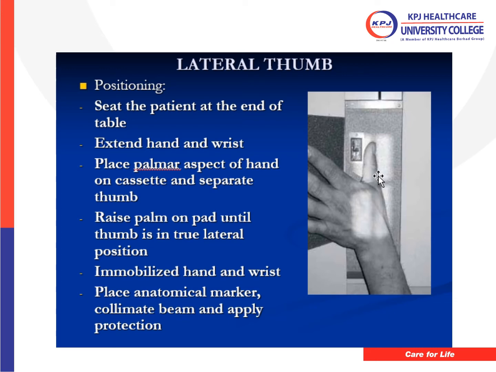Extend the patient hand and wrist. How high do you have to extend to ensure there is no overlapping of the region of interest? Wrist palm on the pad until thumb is in true lateral, immobilize as well. Put on the anatomical marker. If possible, this anatomical marker should be a bit higher, don't let it cover the area of interest.